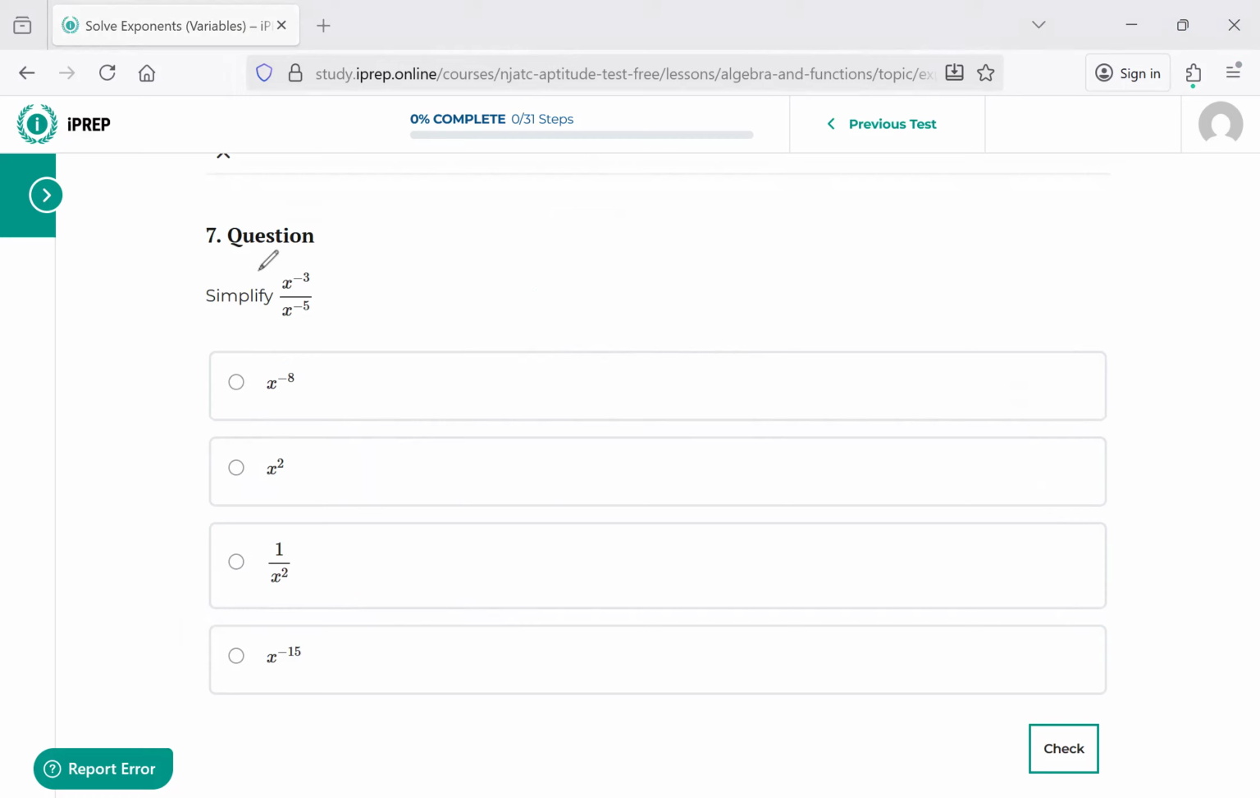Next one, simplify x to the negative 3 divided by x to the negative 5. So the good news is they're both x's, so you can write it as one single x. And be careful with this one. So when you're dividing with the same base, you subtract. So it's really negative 3 minus a negative 5. And what happens when you have two minuses? It becomes a positive. So 5 minus 3 is 2.